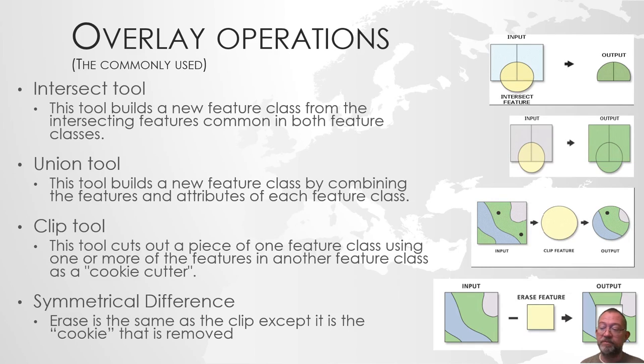And finally, we have our symmetrical difference, which is also sometimes called the erase tool, and it functions just like our cookie cutter but opposite. The cookie cutter or the clip tool returns the layer that is inside the cookie cutter, while our symmetrical difference returns the layer that is outside. So it cuts a hole in it. That's why it's also sometimes named the erase tool.